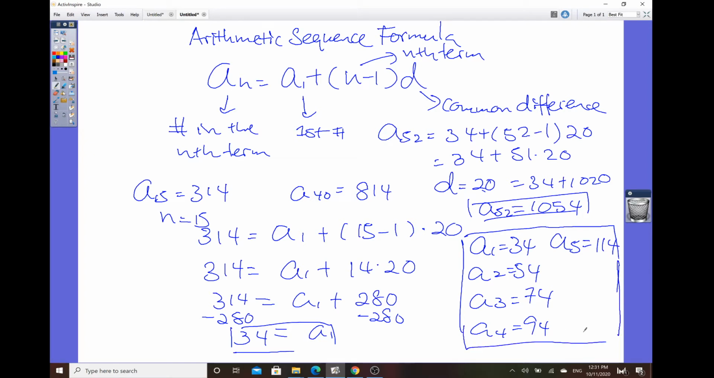And then after we find a sub 52, we need to find the general formula. So the general formula, that'll be considered a sub n, the explicit formula. So a sub 1, which is what? 34. And then plus n minus 1 times 20. And this one here, we can simplify it a little bit. So a sub n, so 34.